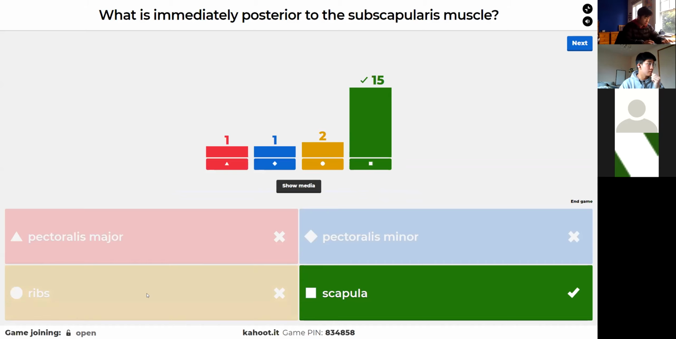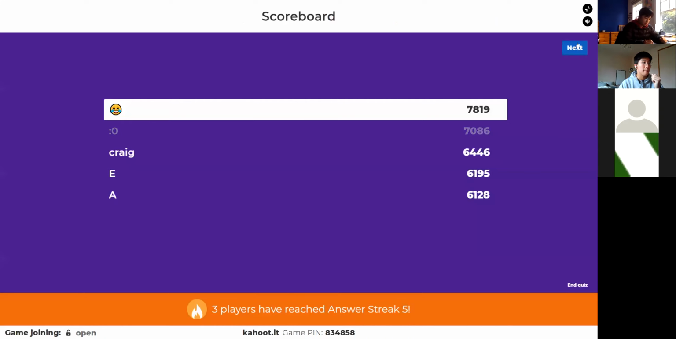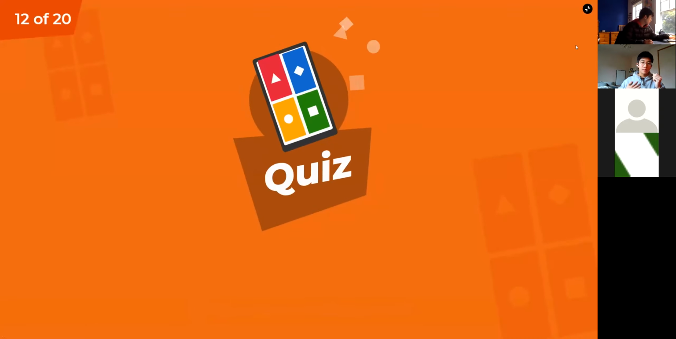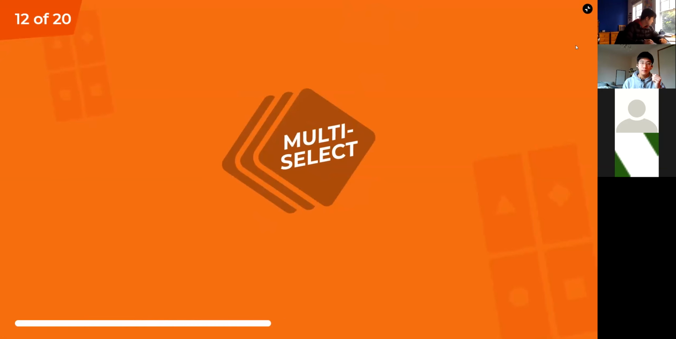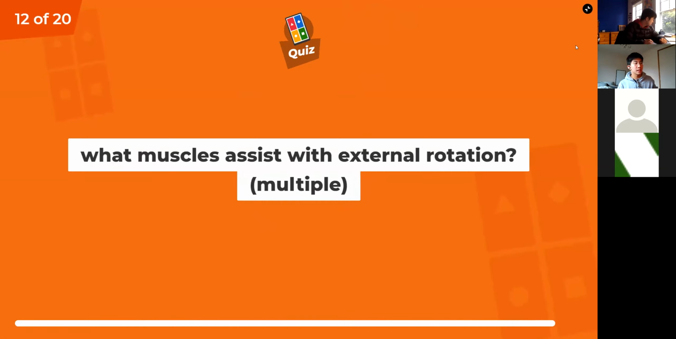So it can't be ribs because the ribs would be anterior. Pec minor is on the opposite side of the rib cage, and same with pec major, also on the opposite side of the rib cage. On the front. Yeah. Multi-select.